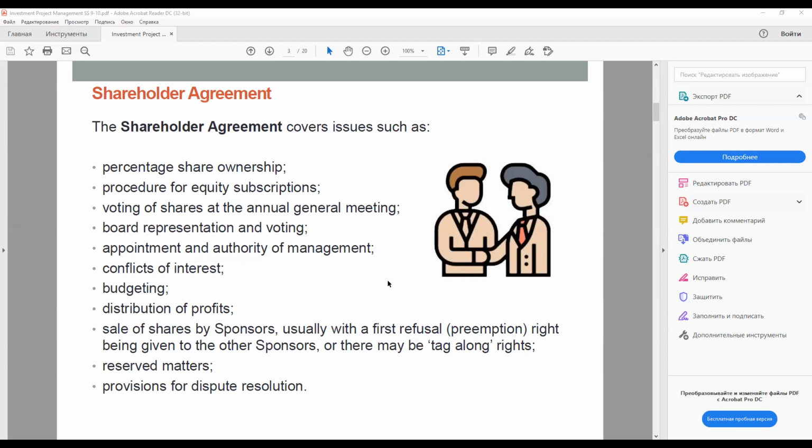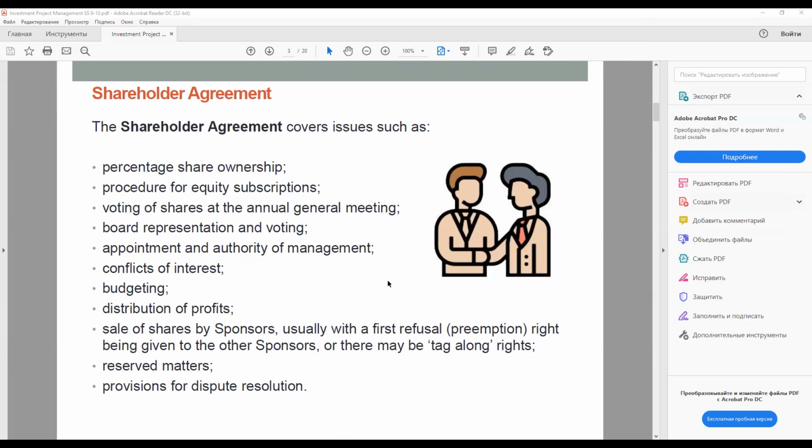The budgeting, distribution of profits, sale of shares by sponsors, usually with the first refusal preemption right being given to the other sponsors, or there may be tag along or drag along rights. That is, if one sponsor agreed to sell its share to a third party, the others will have the option to sell to this party at the same time. It's a tag along, and the drag along stands if I sell the shares, then I can drag you along with me, so force you to sell shares with me too.